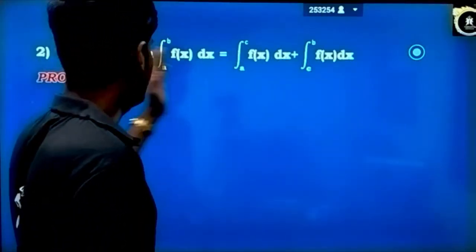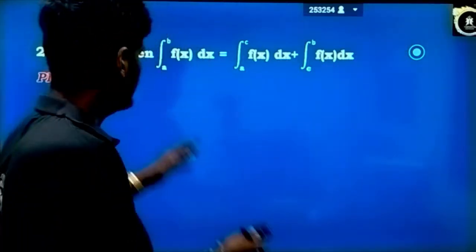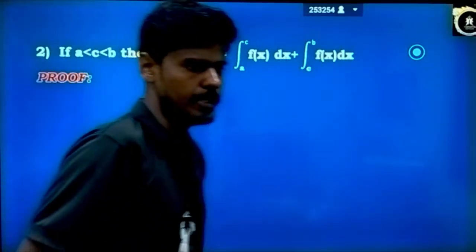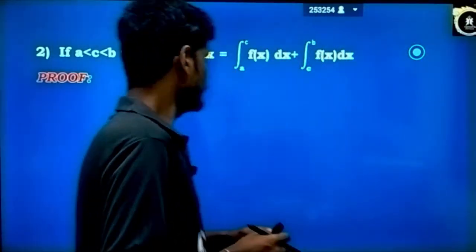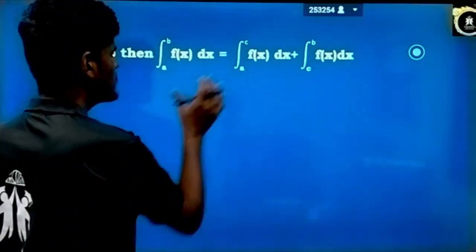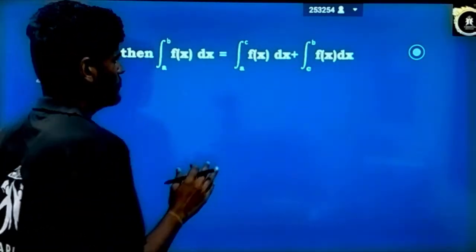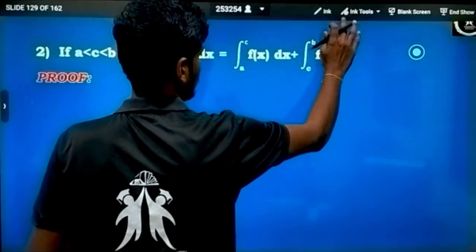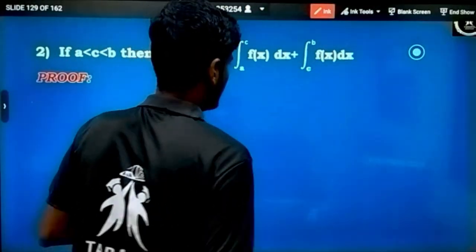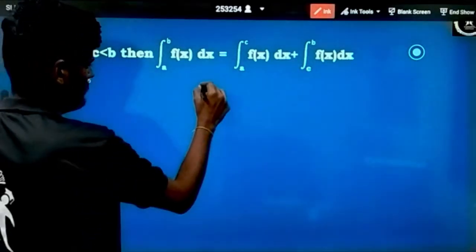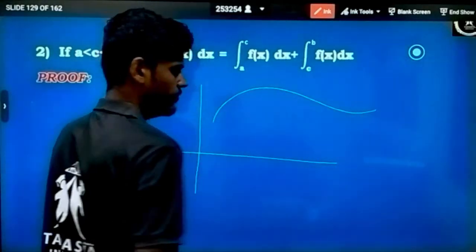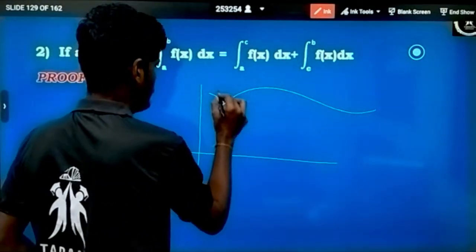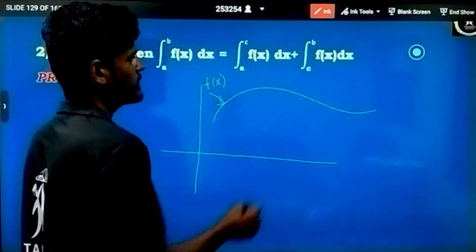The second property is that we can break the integral into different intervals. We can find the value of the given integral by splitting it into different integrals. I will explain this property in a short way. Here, what are a, b, c? For understanding this property, let's assume some curve. Let this be some function f of x, the curve f of x.